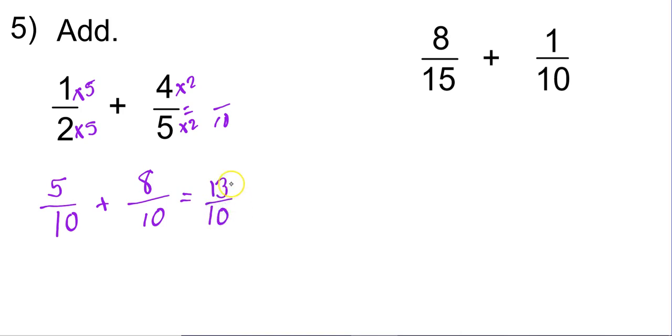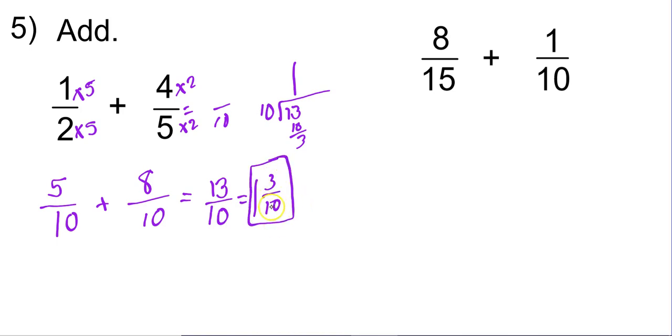That is an improper fraction. It has more on the top than the bottom. So you could probably do this in your head. 10 goes into 13 one whole time. The remainder is 3, that's your numerator, and your tenths are always your denominator. So 13/10 is the same thing as 1 3/10.